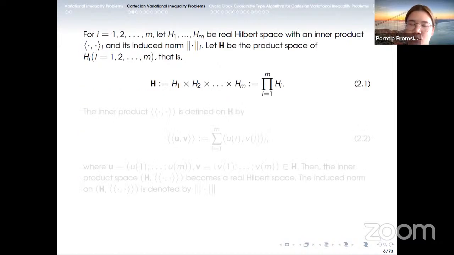First, I would like to recall some notation that will be used in this talk. For i equal to 1, 2 to m, we let H1 until Hm be real Hilbert spaces with an inner product with respect to i. For the Hilbert space H1, we have the inner product with respect to H1. For the Hilbert space H2, we have the inner product with respect to H2. And the norm we denote like this.